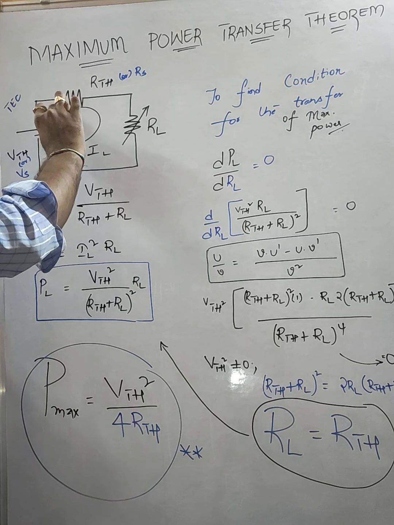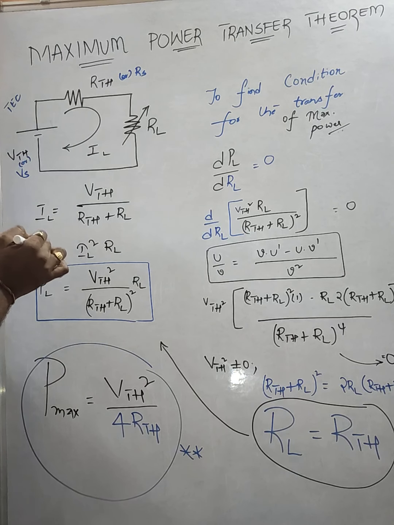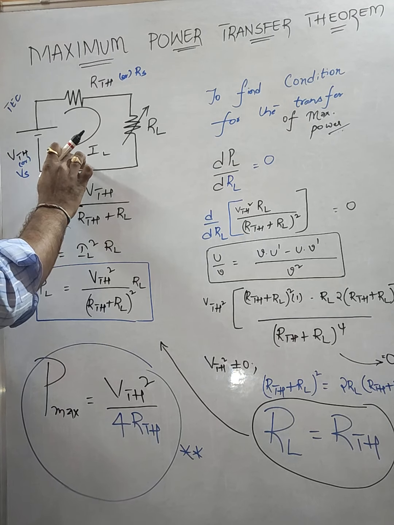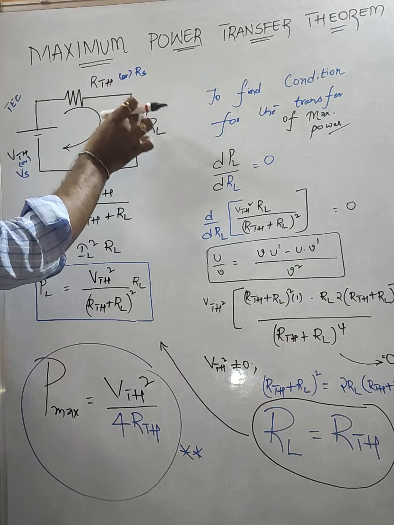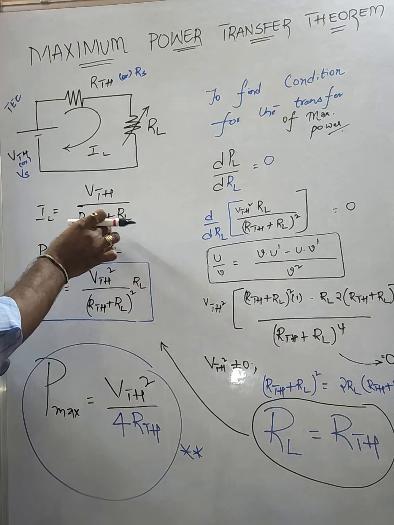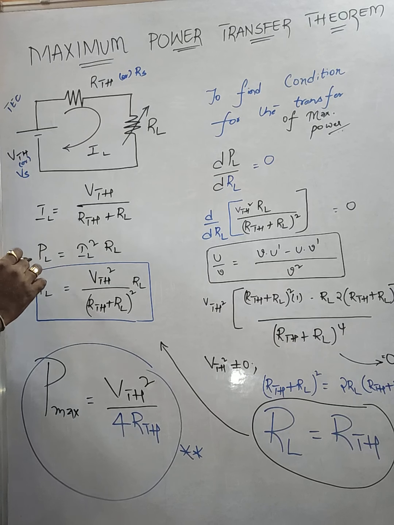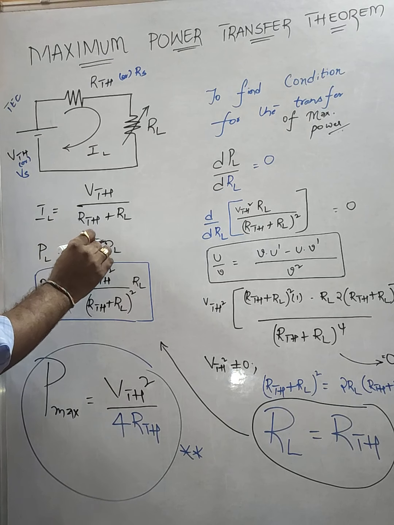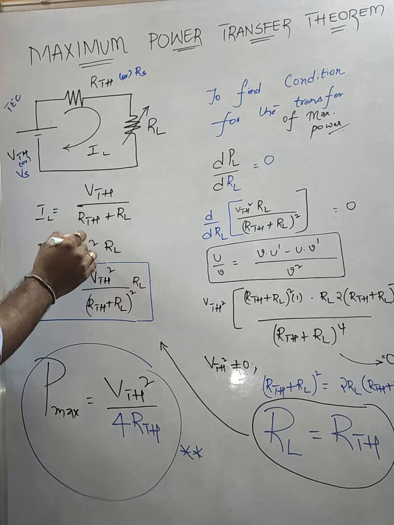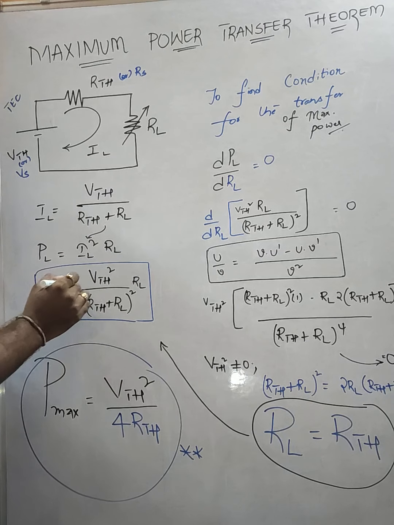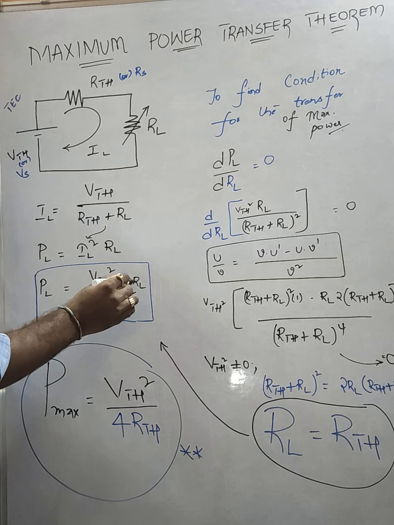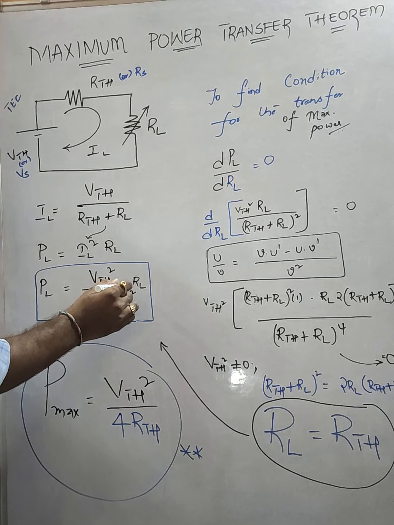Now, IL is the current flowing across this particular circuit. IL is equal to V divided by RTH plus RL. This is the formula. We all know that per the formula, P equals I squared R, and I know the value of I now. Substituting this I here, we get the value of power: V squared RL divided by (RTH plus RL) whole squared.